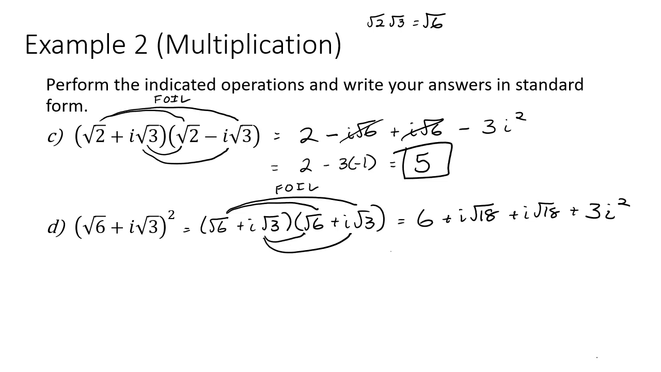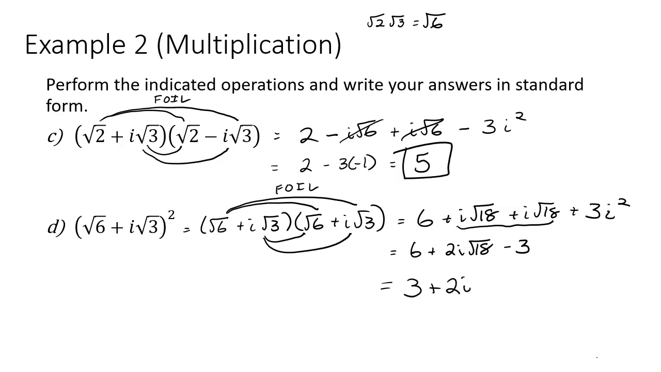So we just need to simplify this now. We've got a 6. 1 i square root of 18 plus another would give us 2 i square root of 18. Square root of 18 itself also simplifies. I'll get to that in the next step. And then the plus 3i squared becomes a minus 3. So 6 minus 3 would of course give us 3.